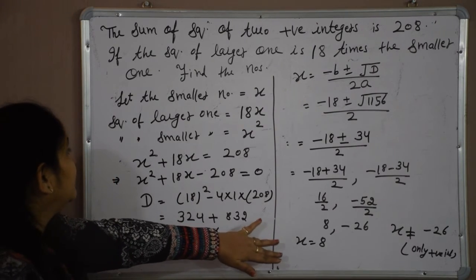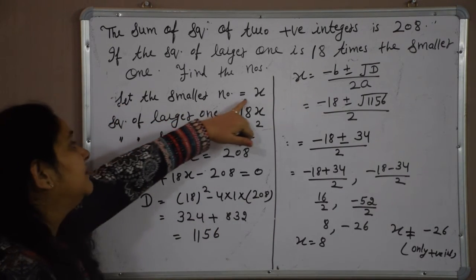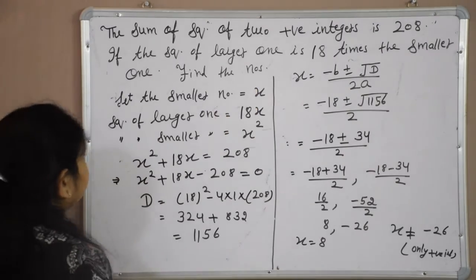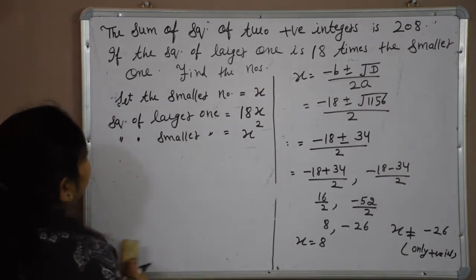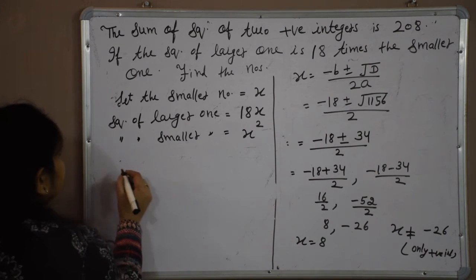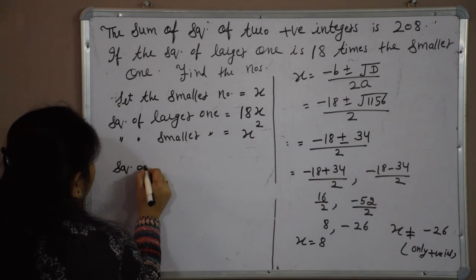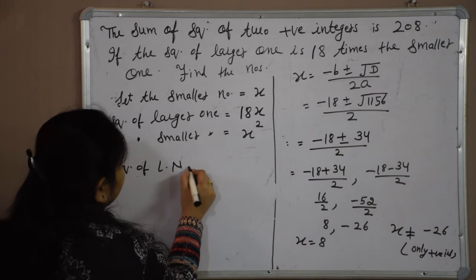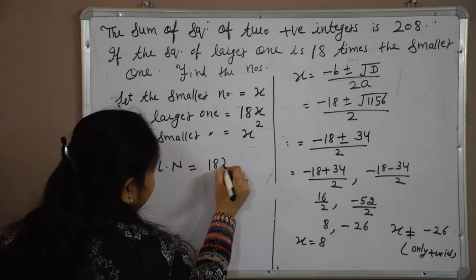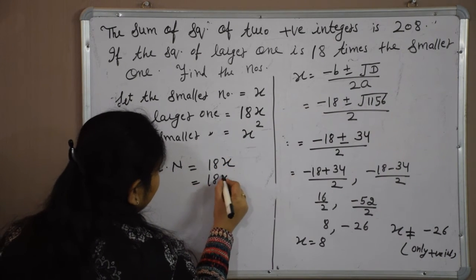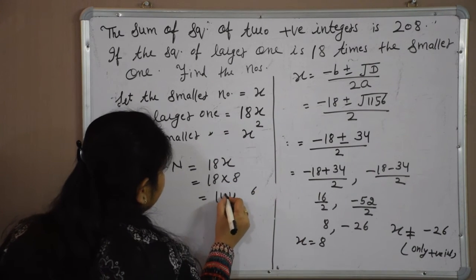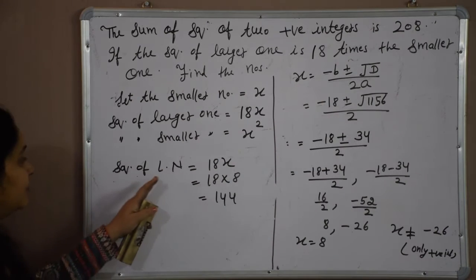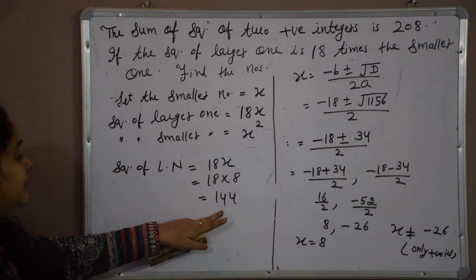I think you understood up to here. So our smaller number we got, it is x. Now further we have to find our larger number. It is mentioned that the square of the larger number is 18x, that is 18 into 8. That is 144. Square of the larger number is equal to 144.